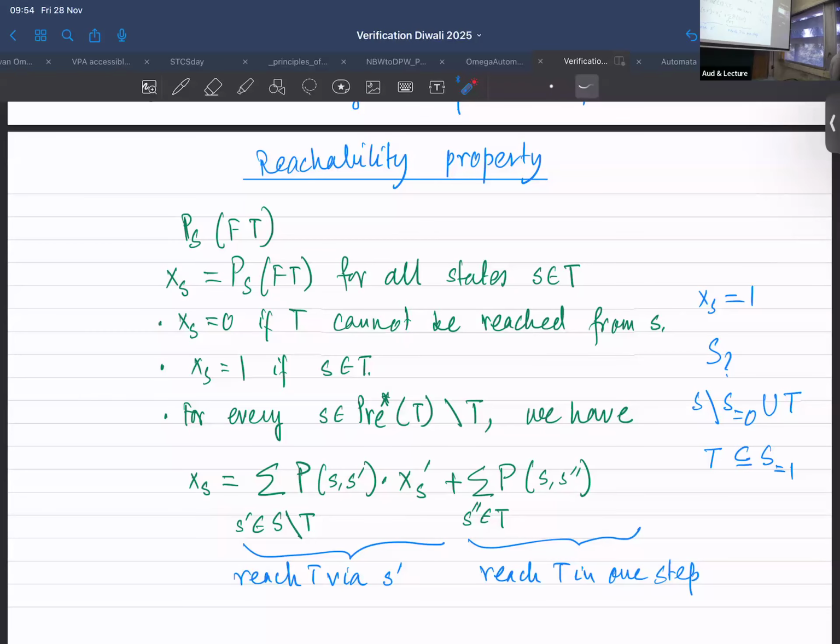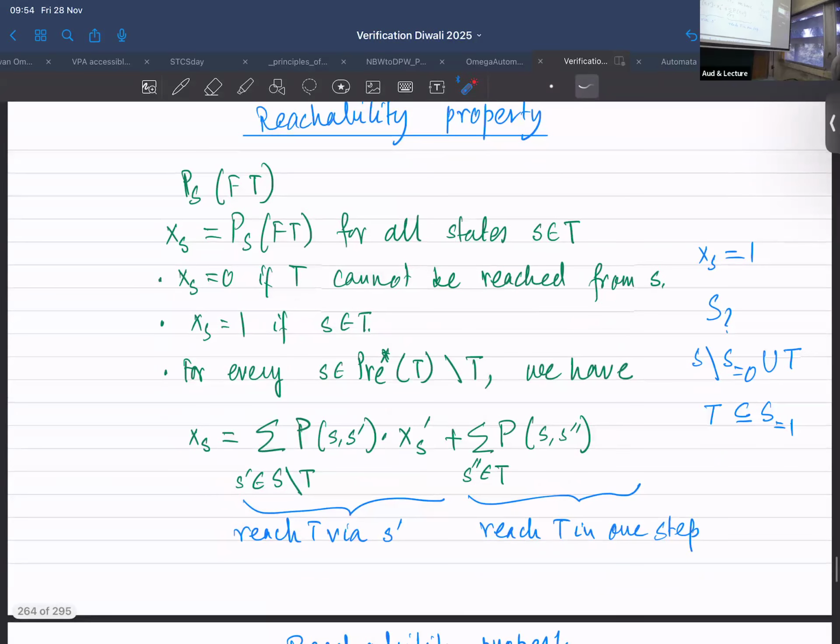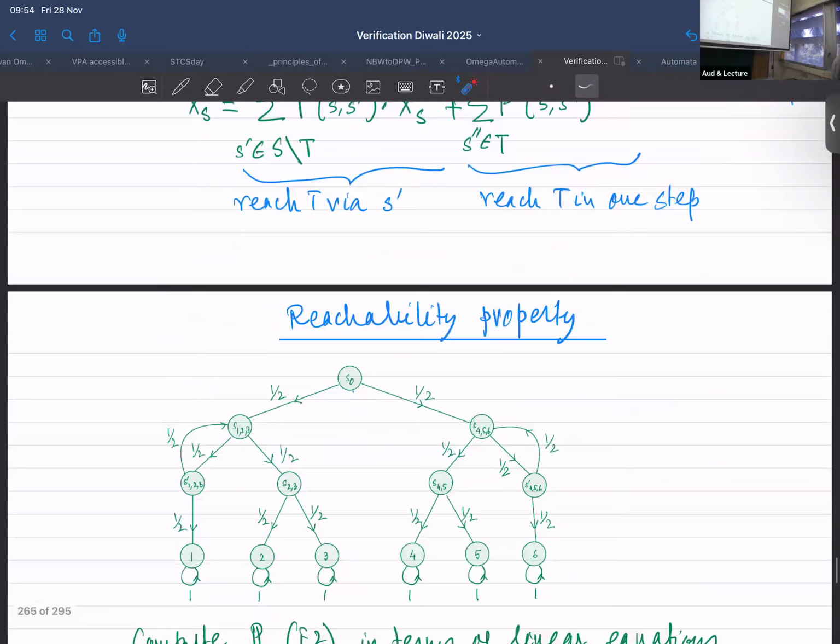Okay. And this is how you can say that xs is the summation of PSS prime times xs prime, plus the probability of going from S to S prime, S double prime, that is, reaching T in one step. And this is reaching T via S prime, where S prime is in this S question, right? So we set up the linear recurrences like this.